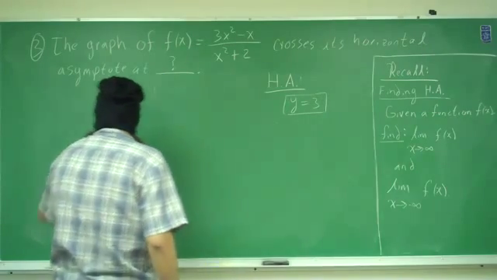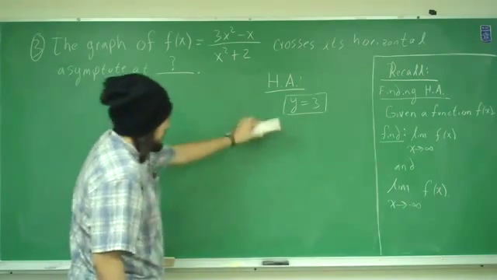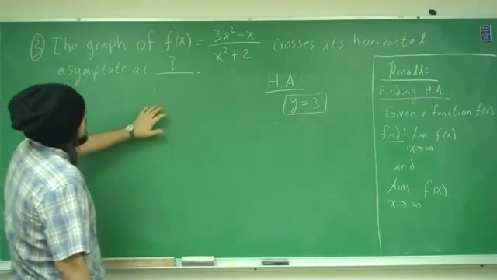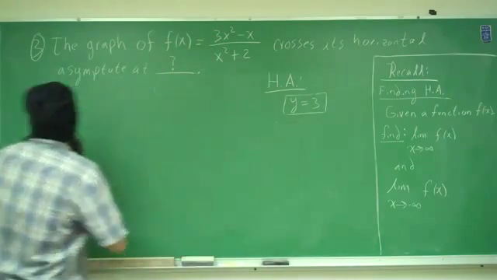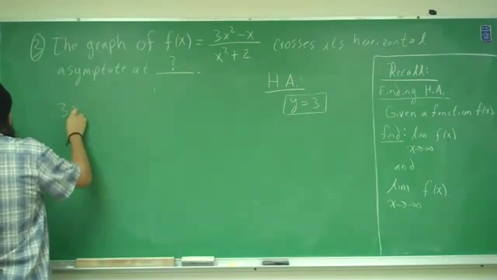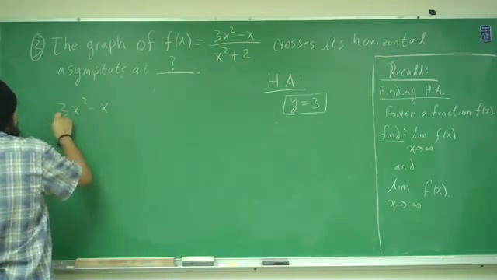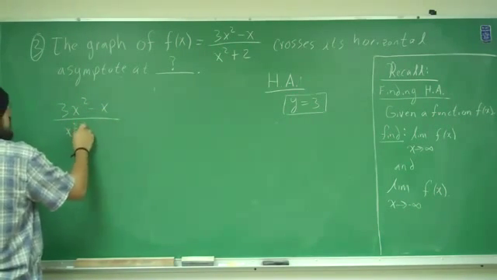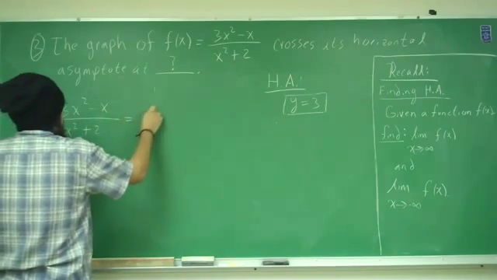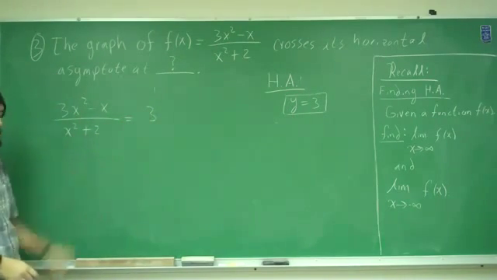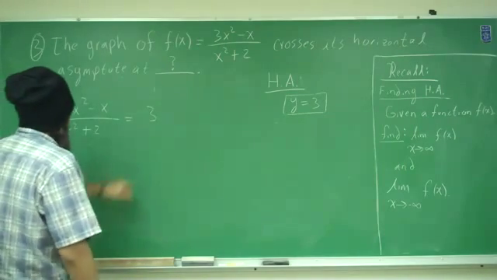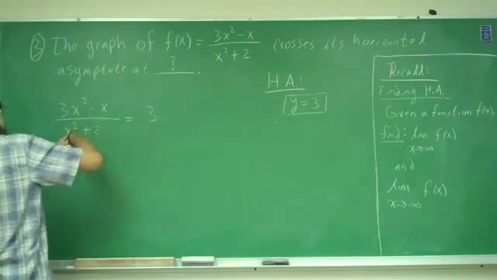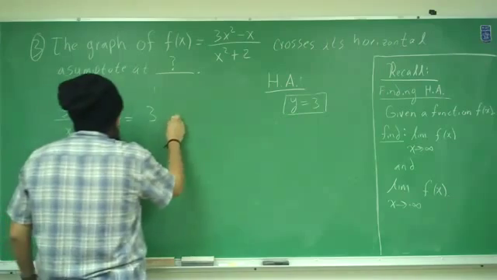Alright, so in order to find the x value that produces y equals 3, we need to make this function equal to 3. So (3x squared minus x) divided by (x squared plus 2) is equal to 3. So you want to find an x value that gives y equals 3. Okay, so I'm going to move the 3 to the left side.